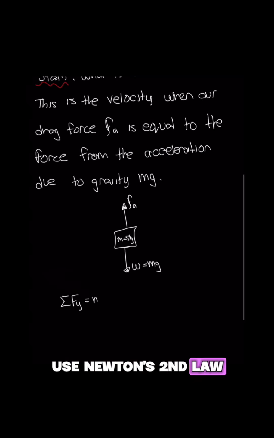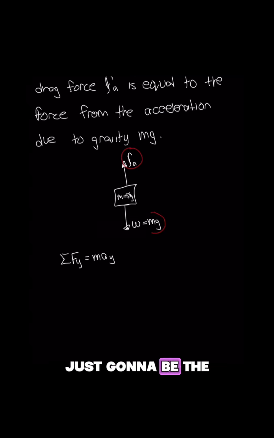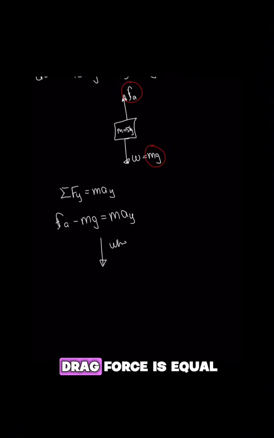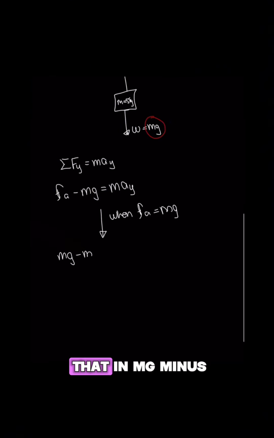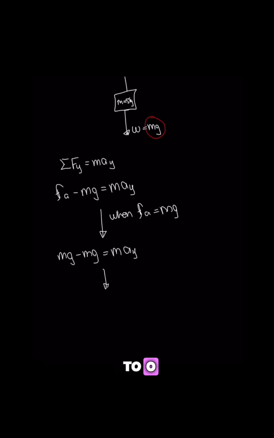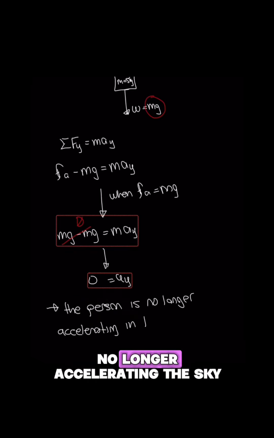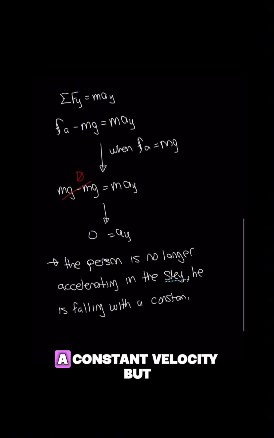Use Newton's second law. Our summation of forces in the y are just going to be the drag force and mg. And for the condition of terminal velocity, we just said that drag force is equal to mg, so we can substitute that in. mg minus mg is just equal to 0. So we get 0 equal to the acceleration in the y, and this makes sense because the person is no longer accelerating in the sky. He is falling at a constant velocity.